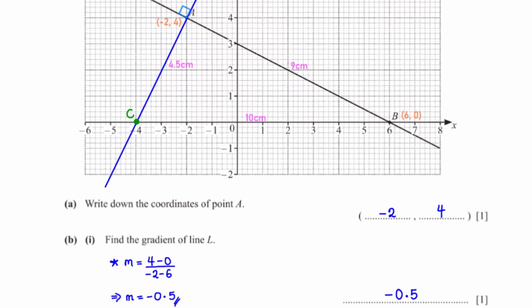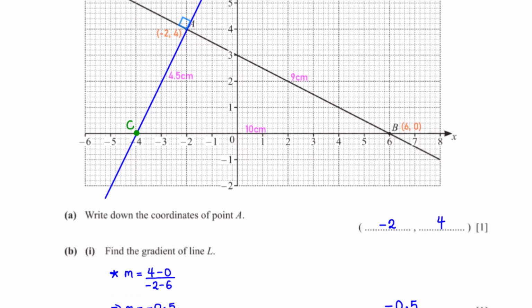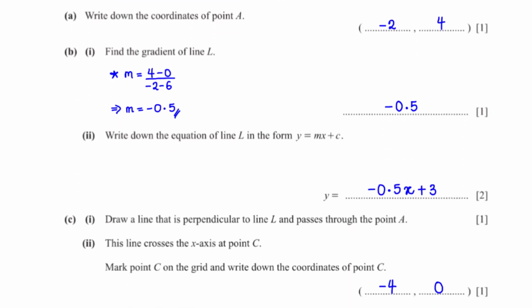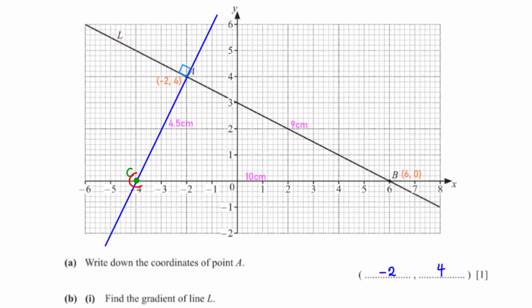Draw a line that is perpendicular to line L and passes through the point A. With the help of a protractor or a set square, we measure and mark an angle of 90 degrees. Then we draw a line from the 90-degree mark passing through point A. This line crosses the x-axis at point C. Mark point C on the grid and write down the coordinates of point C.